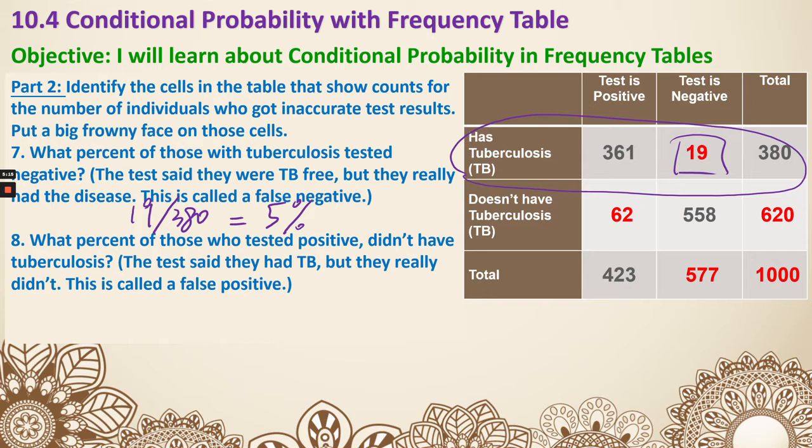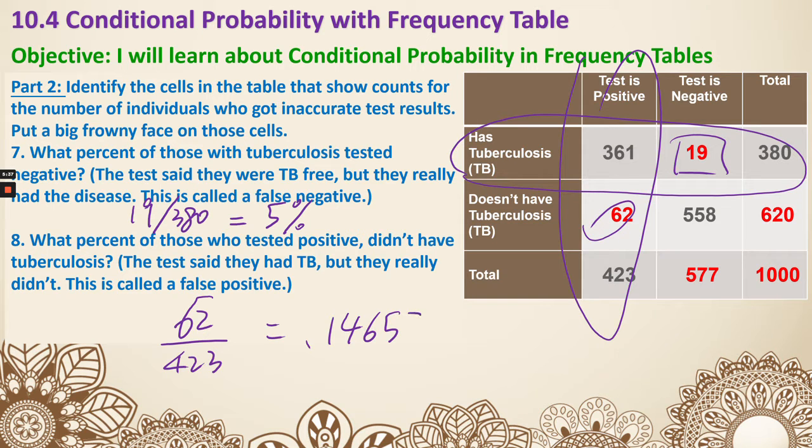What percent of those who test negative didn't have it? So test negative, but actually didn't have it. Well, actually, what percent of those test positive and didn't have it? So that's 62 out of 423, which is going to be 0.14657, which rounded to be 14.66%. So that is the false positive rate.